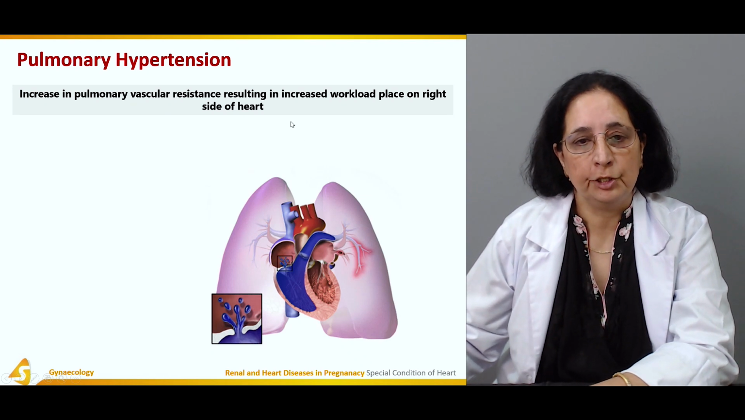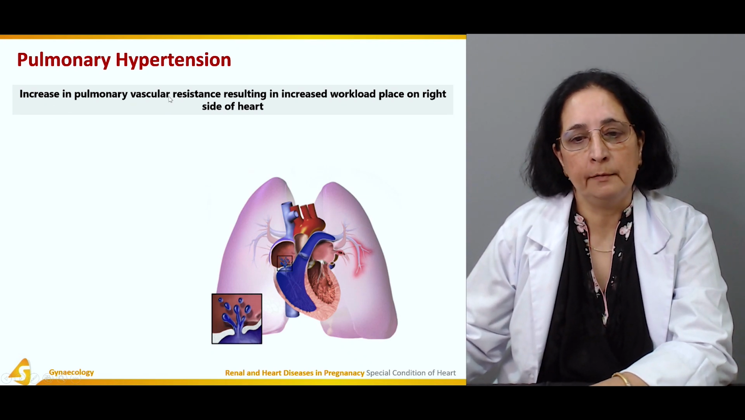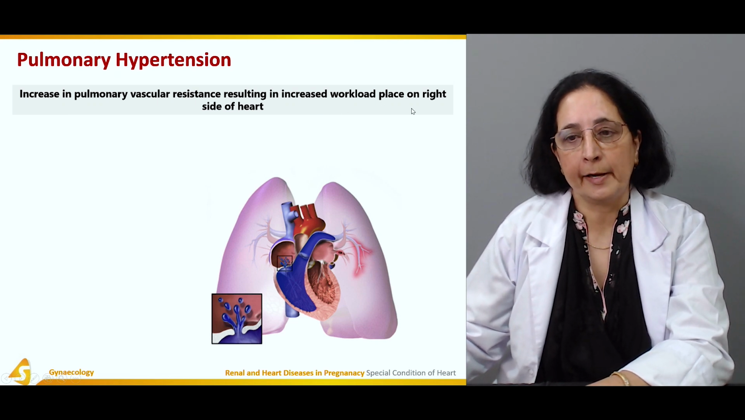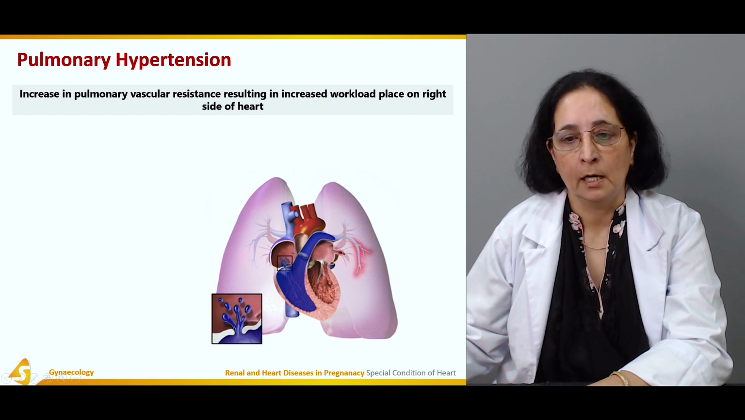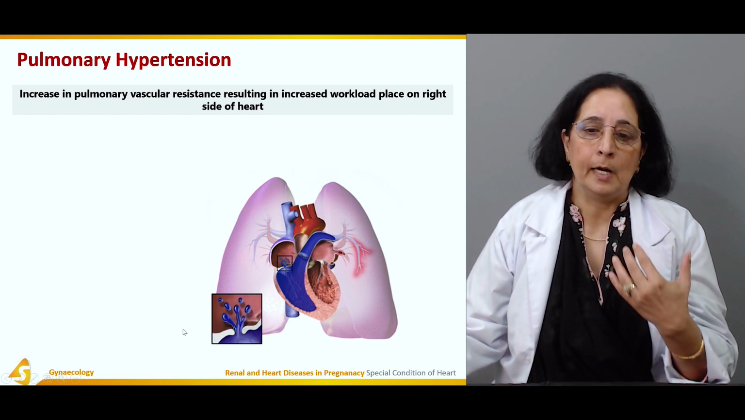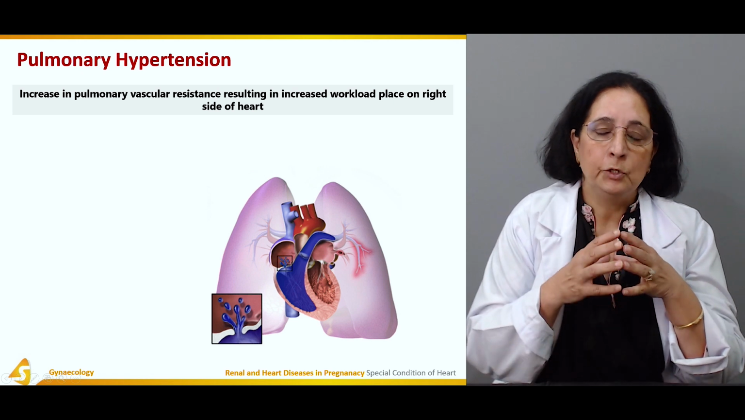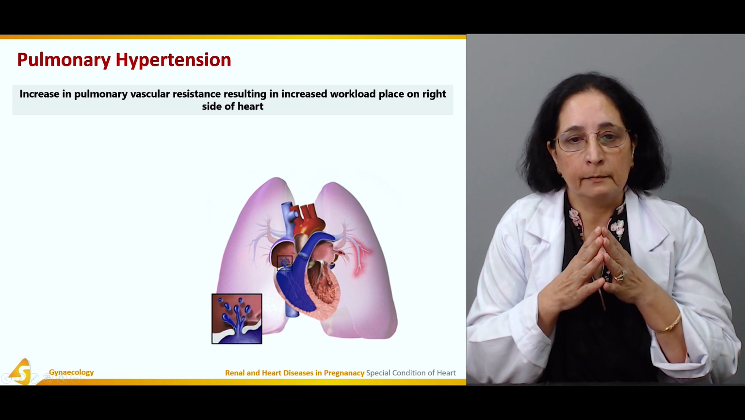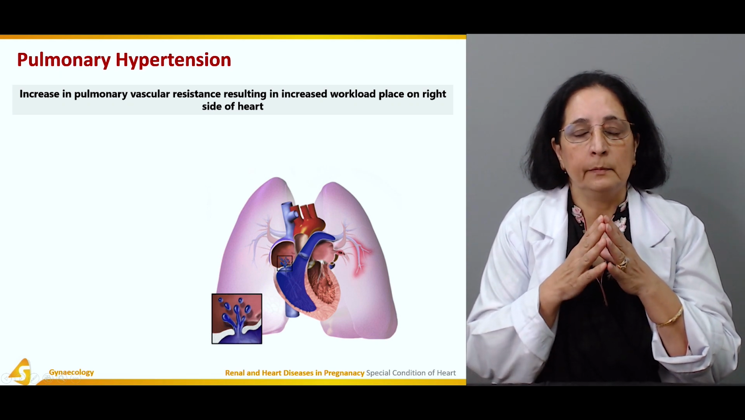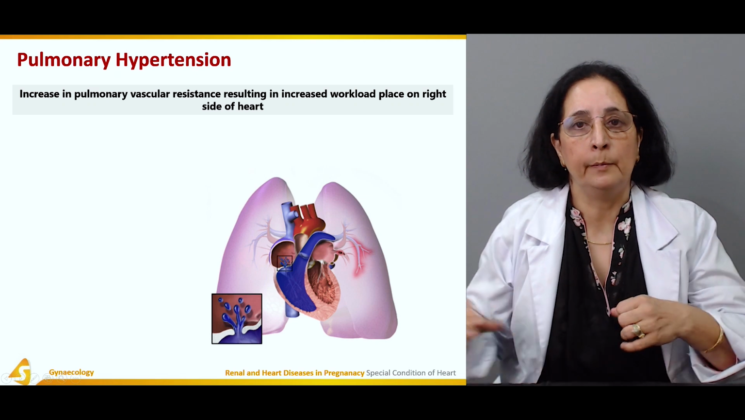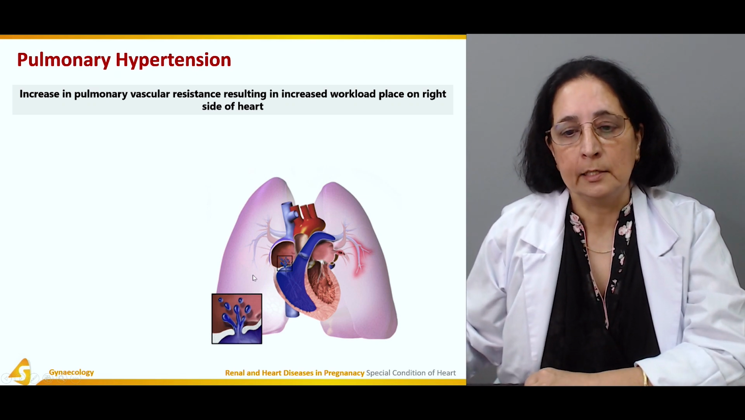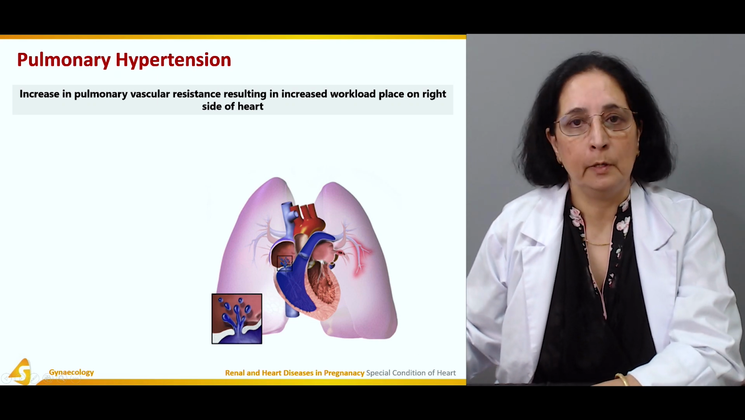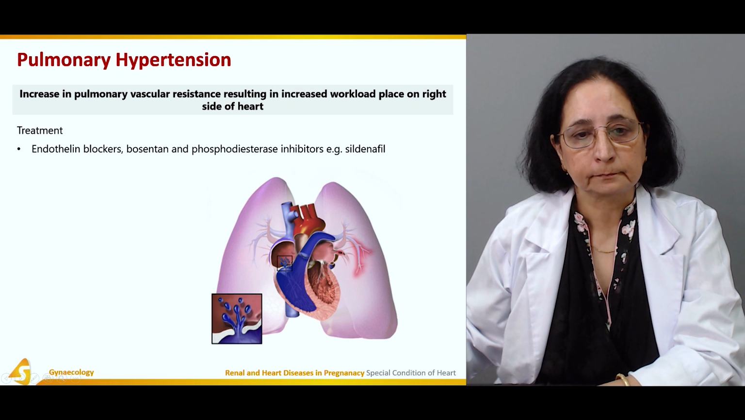Pulmonary hypertension is an increase in pulmonary vascular resistance, resulting in increased workload placed on the right side of the heart. So from the right ventricle, blood goes into the lungs to get oxygen through the pulmonary vessels. This increase in the resistance of pulmonary vasculature causes increased workload on the right side of the heart, and this is pulmonary hypertension.